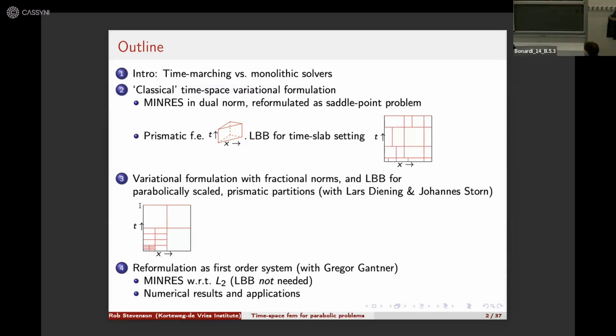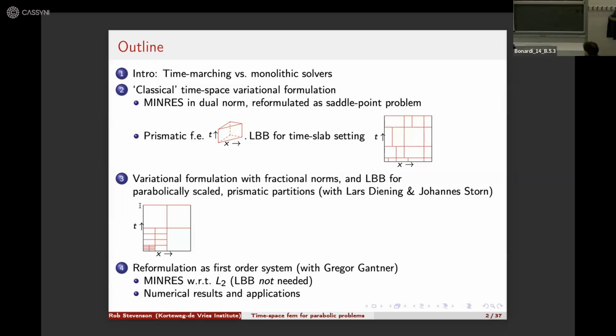So the second method, number 3, that we are going to discuss is a variational formulation that involves fractional norms. This is joint work with Lars and Johannes, and in that setting we again use a prismatic partition, but now we can do local refinements simultaneously in time and space. So in this illustration, we refine towards the corner because there's a singularity apparently. You get hanging nodes. It's not so nice for implementation, by the way. It's a bit complicated. But there is a restriction.